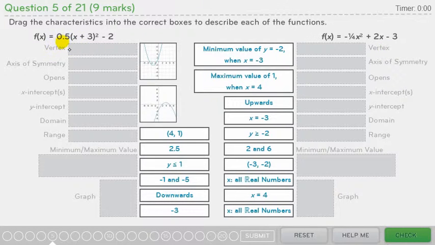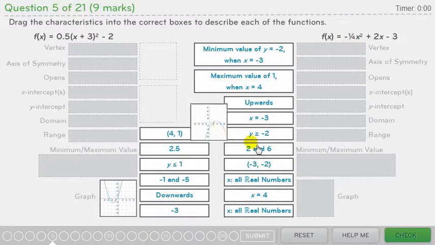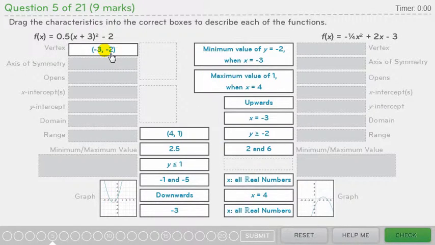Since the one on the left has a positive leading coefficient, we know the graph is opening upward, and the one on the right must be opening downward since it has a negative leading coefficient. Next, let's move on to the vertex. The vertex for the one on the left here looks to be at approximately (-3, -2). The one on the right looks to be at (4, 1).